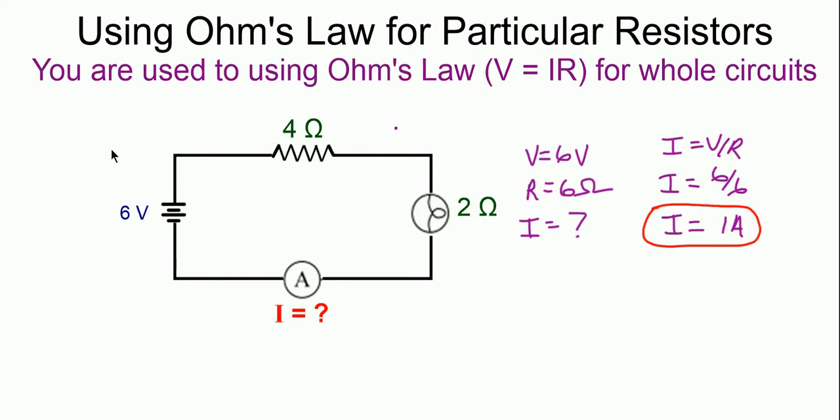In this video, we're going to use Ohm's law, that's V equals IR, for particular resistors, say for that resistor there. Now, you're used to doing this for full circuits. We've done it a few times now.